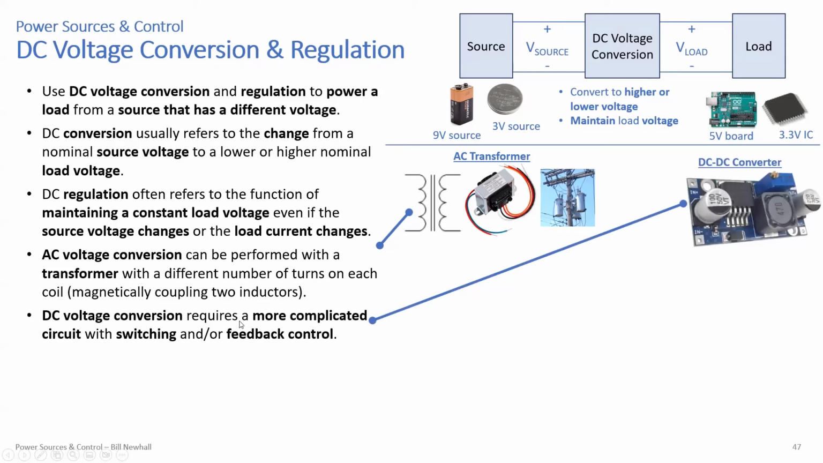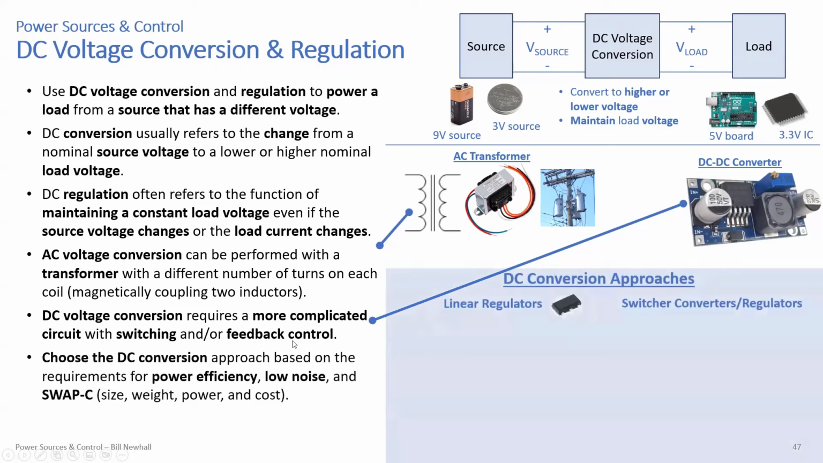So DC voltage conversion requires a more complicated circuit with switching and/or feedback control compared to a transformer. A transformer is a couple of coils of wire, at least, around a core. But DC voltage conversion requires a circuit that usually has switching and feedback control. So the DC to DC converter that you have in lab looks like this. So that's more than just a couple of coils of wire.